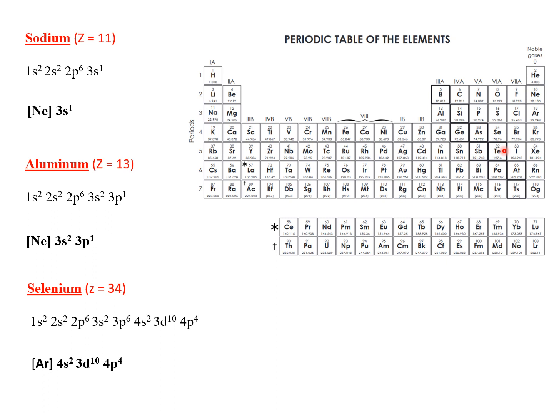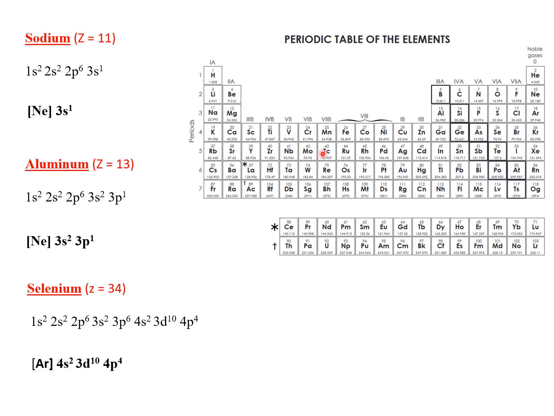And then let's go to iodine. If you want to write the iodine configuration, the previous noble gas is krypton. Krypton has 36 electrons. So without writing the first 36 electrons, we can write krypton. So we covered hydrogen to krypton, 36 electrons now. Now we need rubidium to iodine.